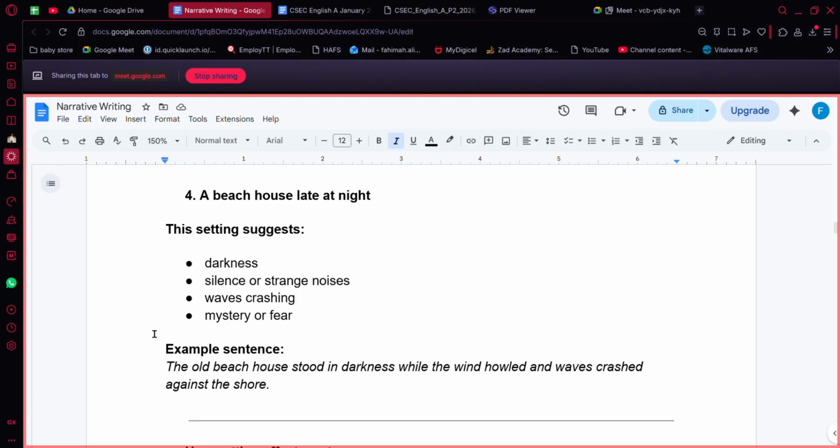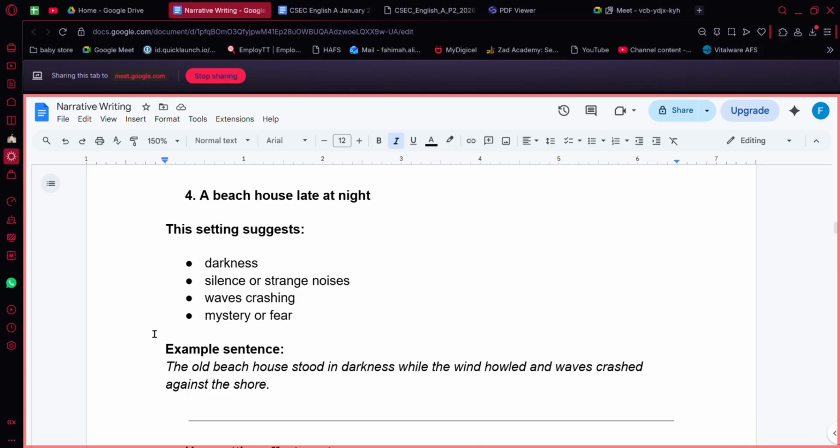It's also standing in darkness. Darkness gives the vibe of fear. The wind howled. Howled is a word used with wolves, right? Because wolves howl. So if the wind is howling, it gives it a spookier vibe because you are comparing the wind to a wolf. And wolves are usually found in the forest, which is a scary area. Then the waves crashed against the shore. This is used to show that you're hearing the waves, because you're at the beach house, right? So you have to have the waves at the beach house. And if you hear any waves crashing at the shore at night, it might be scary.